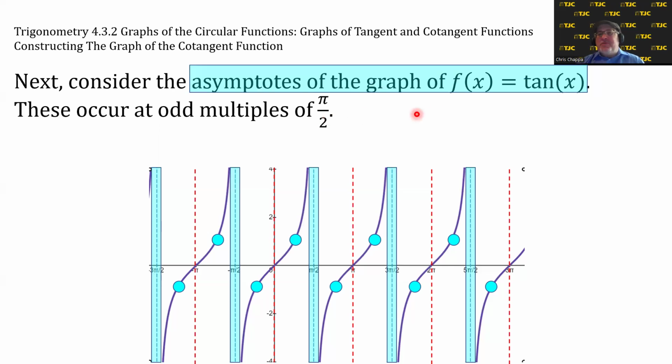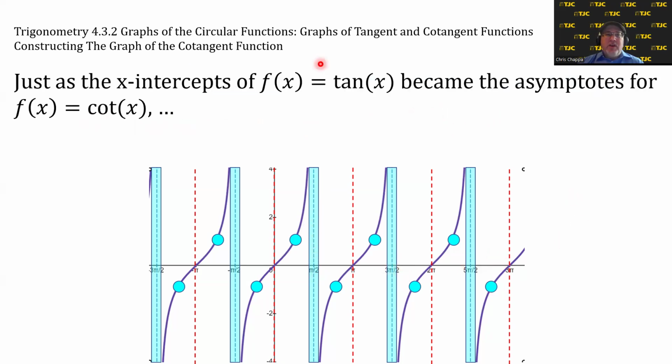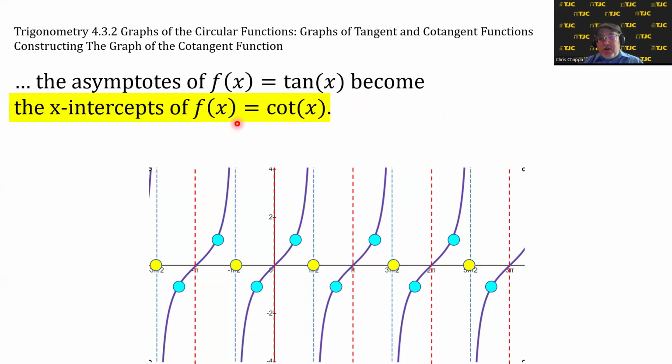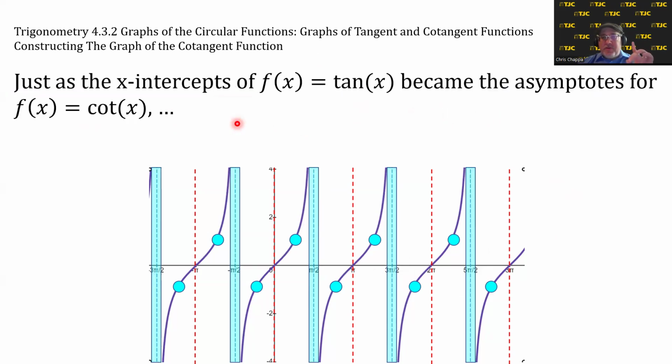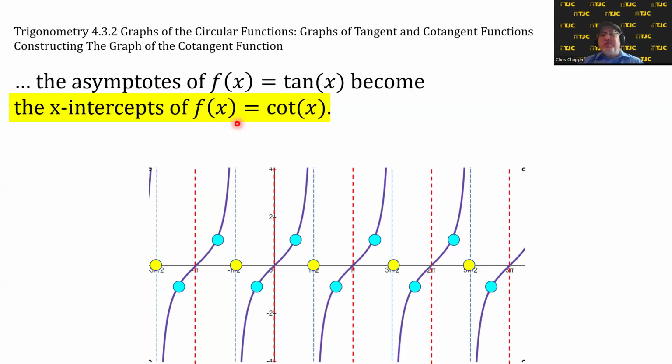Next, consider the asymptotes of the graph of f of x equals tangent of x, highlighted in light blue. These occur at odd multiples of pi over 2, 1 pi over 2, 3 pi over 2, 5 pi over 2, etc. Just as the x-intercepts of tangent become the asymptotes for cotangent, it's going to work in reverse. The asymptotes for tangent, watch the asymptotes, they collapse into those yellow dots. The asymptotes of tangent become the x-intercepts of cotangent. So in other words, the relationship between tangent and cotangent is the x-intercepts for one is the vertical asymptotes for the other.